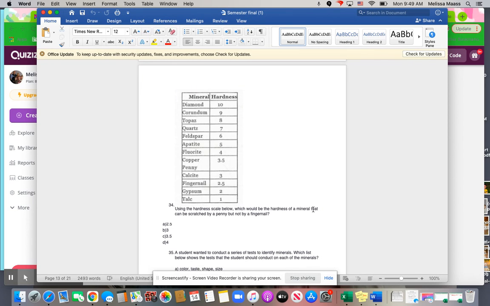So hardness of a mineral that can be scratched by a penny, so we need to find the penny, about a 3 to 5. Okay, so if the penny's going to scratch it, it's going to be below. But a fingernail cannot scratch it. So it's probably going to be right in here. Because if the fingernail cannot scratch it, it's going to be stronger, so it's going to be higher. But if a penny can scratch it, it's going to be lower. So we're actually going to drop right in here to calcite. It's 3 for B.